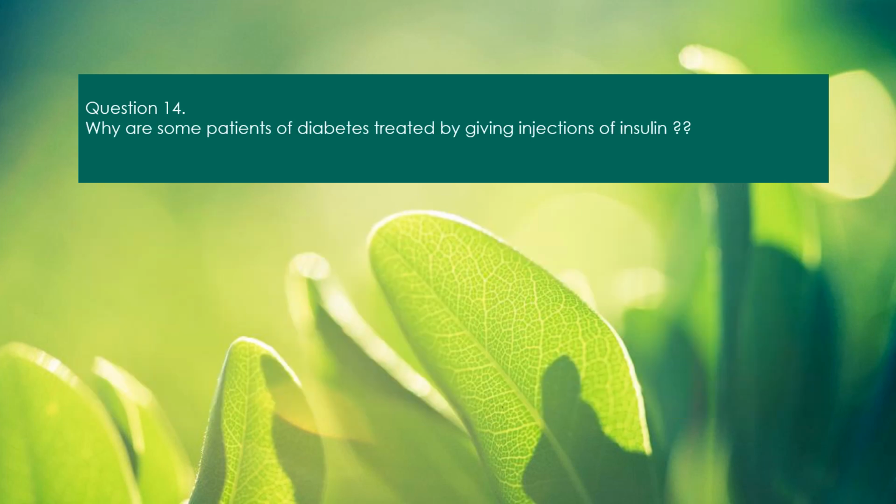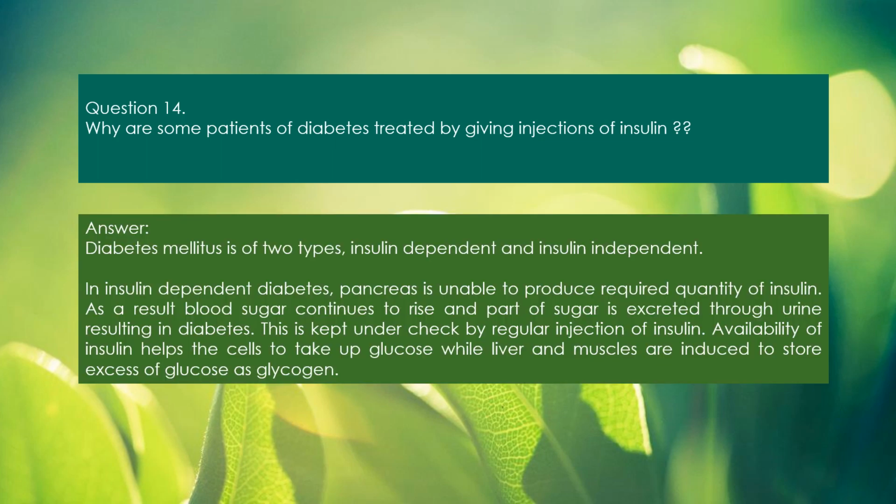Why are some patients of diabetes treated by giving injections of insulin? Now, diabetes mellitus is of two types, insulin dependent and insulin independent. So here we're talking about insulin dependent diabetes. In this case, the pancreas is unable to produce the required quantity of insulin. So as a result, what happens? The sugar present in the blood, maybe after food or on consumption of sugar, continues to rise, and some portion of the sugar also gets excreted through the urine.